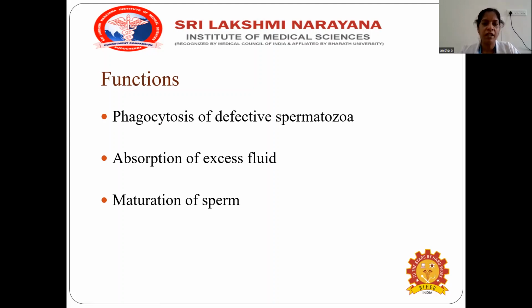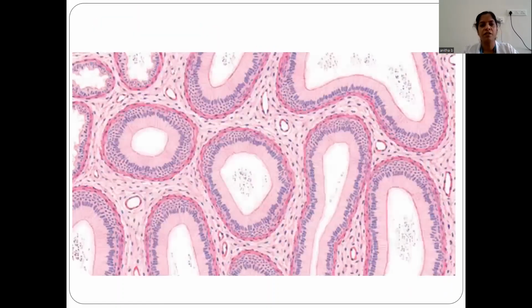Then, if there is excess fluid, it will absorb the excess fluid also. And the main thing is that the sperm matures in the epididymis. So the maturation of sperms happens in the epididymis. These are the functions of the epididymis. Do you understand now? Now we are seeing the slide like this.